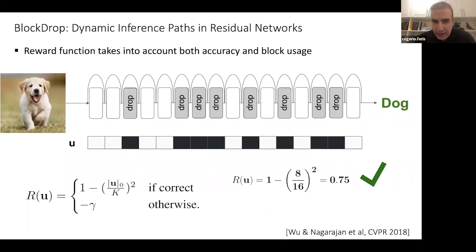A little more detail about the reward function. As I said, given an input image, we compute this trajectory of block drop predictions. And at the end, based on the executed blocks, we make a prediction. Now, if for the input image we make a correct prediction, let's say a dog in this case, then the reward is computed as 1 minus the percentage of executed blocks squared. So in this example, we have 8 blocks that were executed by this vector u, and we have a total of 16 blocks. By computing the reward for this case, we get 0.75.